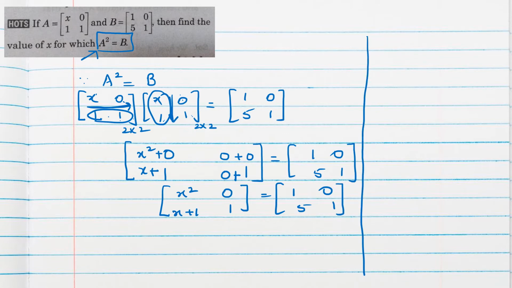Now we'll compare the corresponding elements here. So 0 is 0, yes, 1 is 1, yes. So x square equal to 1, so x will be plus minus 1. Okay, so we'll verify whether we are getting the same answer or not by comparing other corresponding elements. So we get x plus 1 equal to 5, so x will be equal to 4.